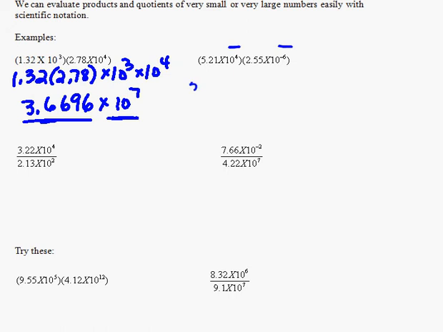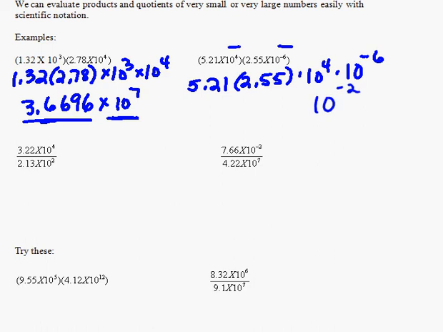This is going to be 5.21. Again, I'm changing the order because I'm allowed to do that. That's the commutative and associative property. Commutative, remember, says I can change the order, and associative says I can group it any way I want to. So then I'm going to multiply times 10 to the fourth times 10 to the negative sixth. The fact that one of those is positive and one of those is negative does not alter what I do. They are the same base being raised to a power, so the rule is add those powers. 4 and negative 6 is negative 2. That gives me 10 to the negative 2.